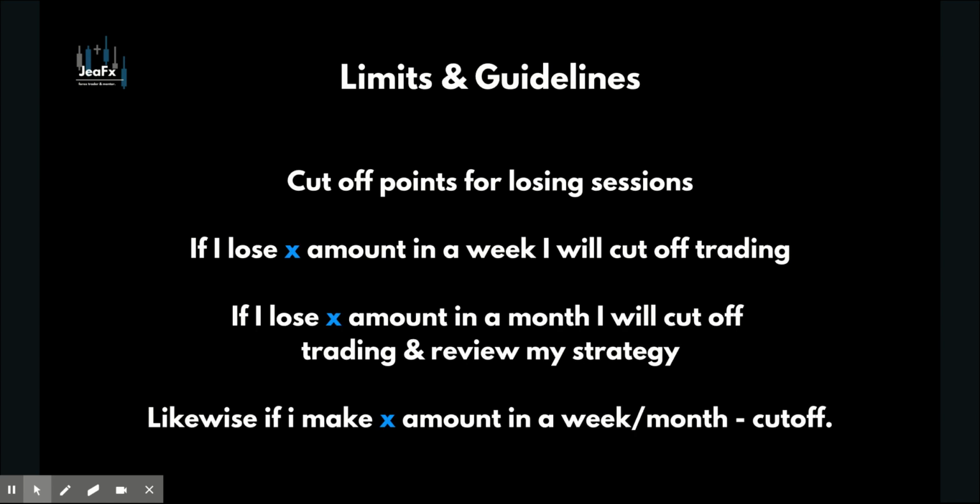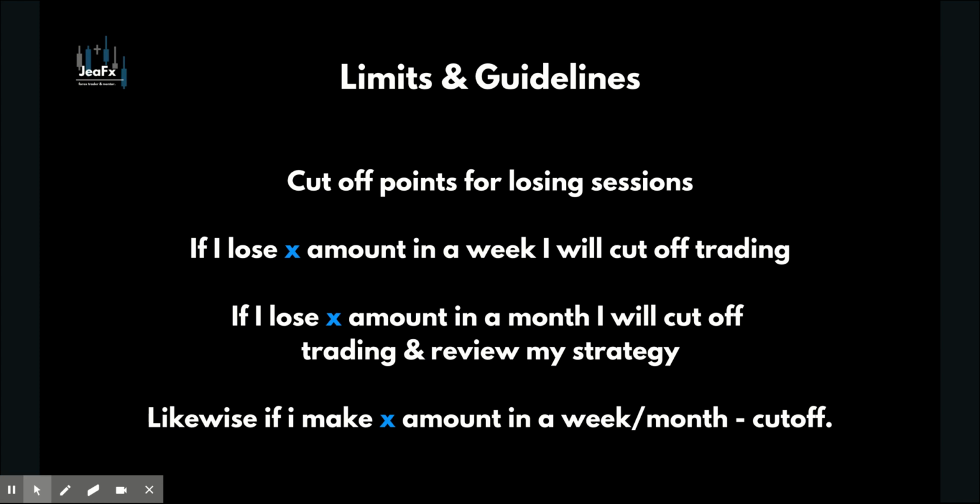So the final part of money management that I'm going to talk about right now, of course, towards the end of this chapter, we will be putting together a trading plan, and I'll show you an example trading plan. Limits and guidelines. These are cutoff points for your losing trading sessions. Whether that be a day, a week, or a month, you need to set these parameters. So if I lose X amount in a week, I'm going to cut off my trading. If I lose X amount in a month, I'll cut off my trading and review my strategy.